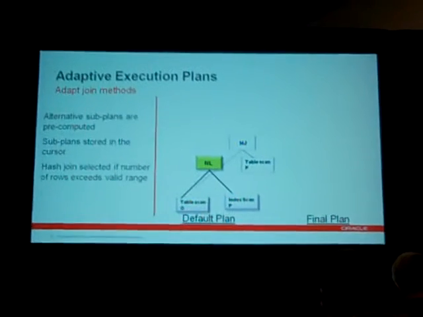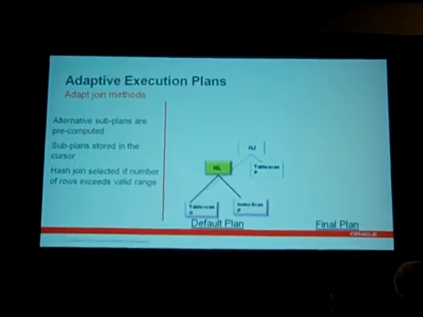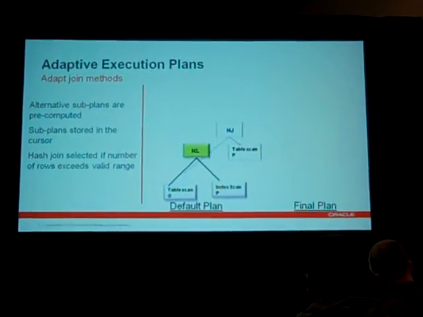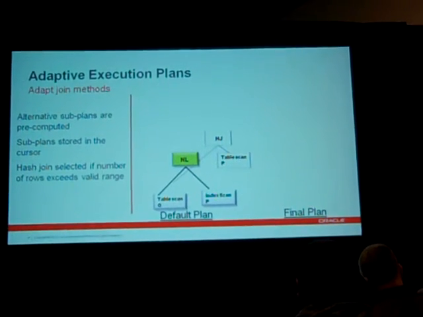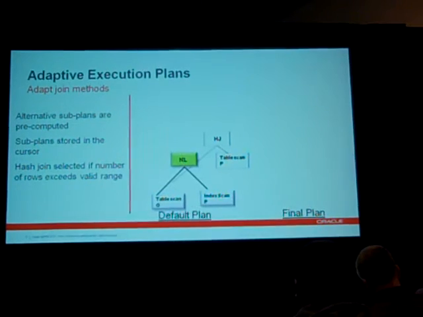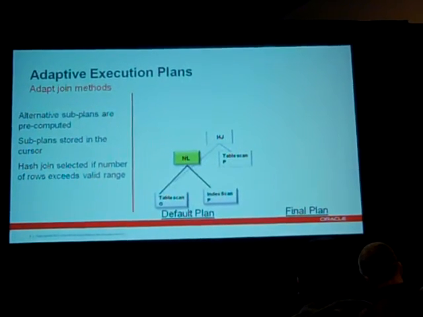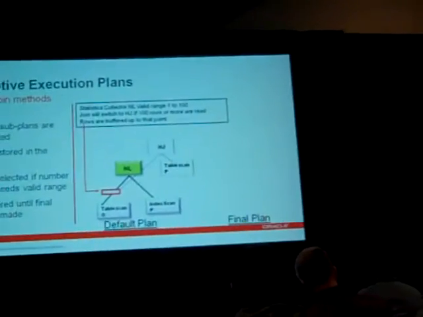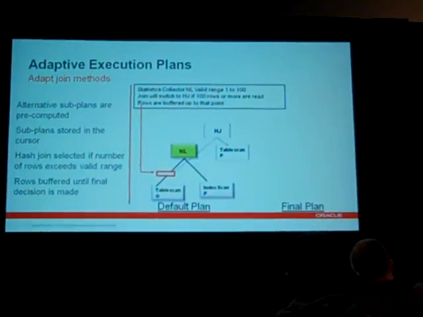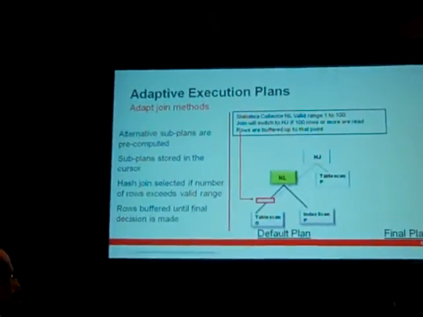So we come up with an alternative subplan or an alternative option. And in this case, that option is a hash join. Now, the reason we're coming up with it as an alternative subplan and storing it in the cursor is to ensure that we don't have to hard parse again in the middle of the execution. So we make that decision up front, and then we insert something called a statistics collector in front of that first table, the table on the left of the join.